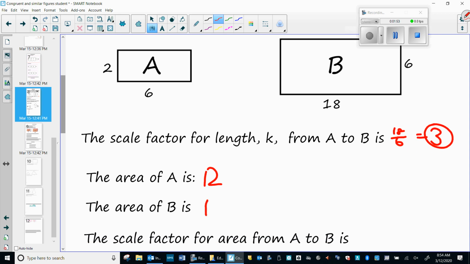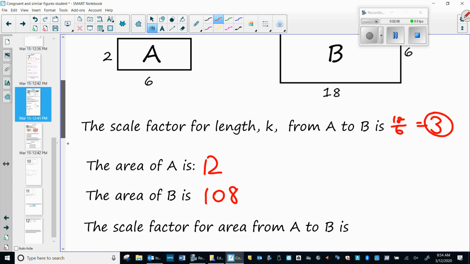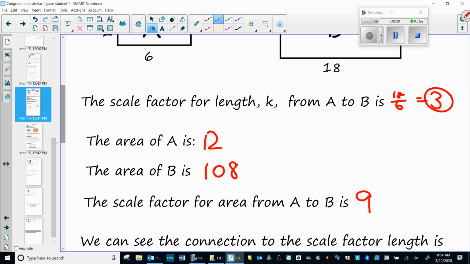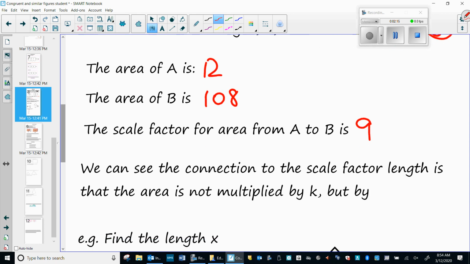6 times 18, which is 108. So, is it 3 times bigger? How much bigger is it? What's 108 divided by 12? 9. So it's 9 times bigger. What's the connection? It's the scale factor squared. Okay? So the area is not multiplied by k, but by k squared. So let's just clarify here that 9 is 3 squared. So the area is going to be multiplied by k squared.